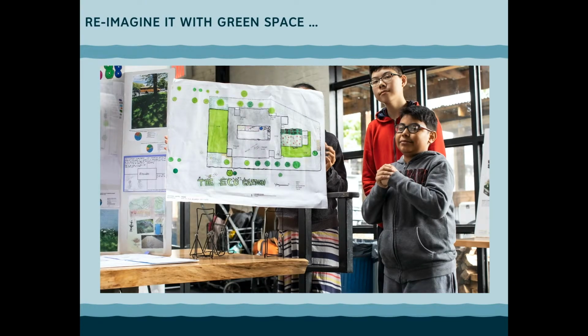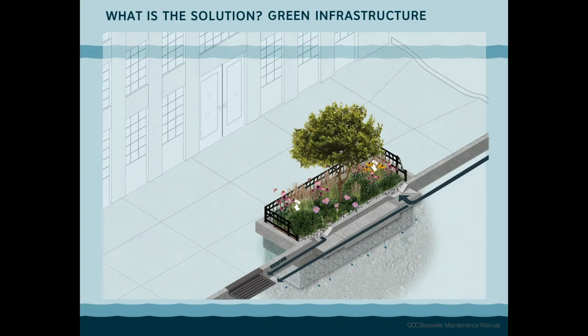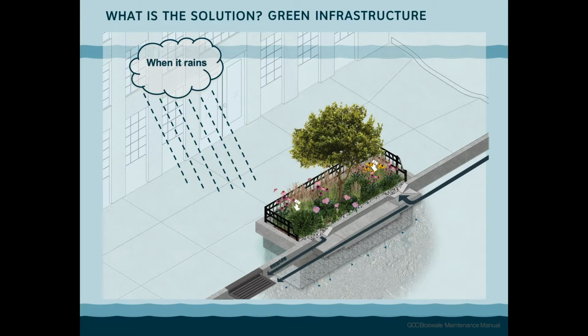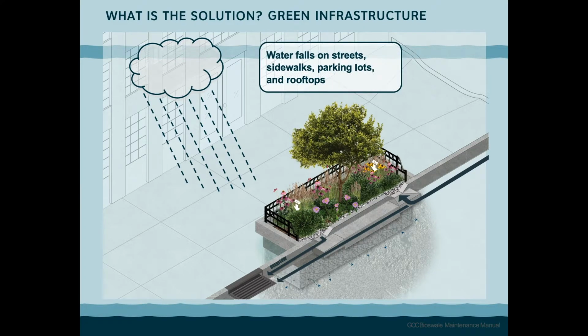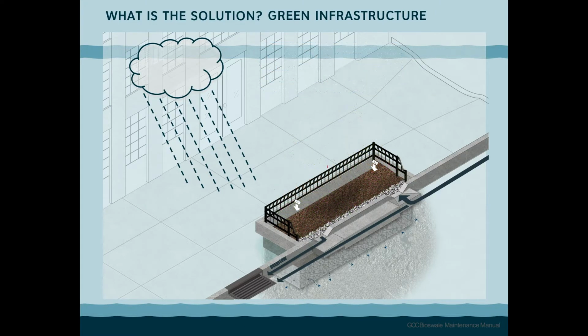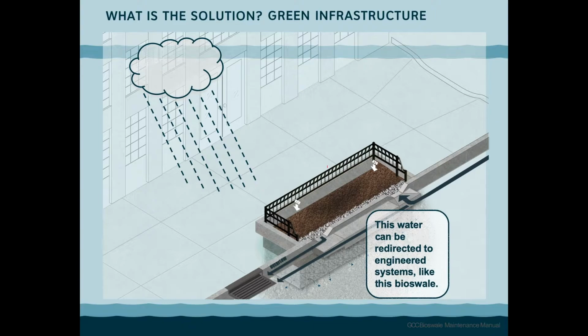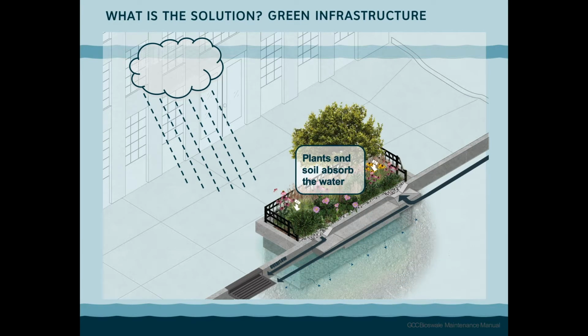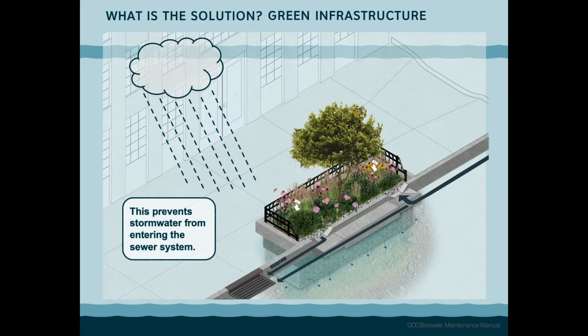In this design challenge, we're going to ask you to reimagine your school campus with green space, but not just any green space. You're going to be designing green infrastructure. Let's see how it works. When it rains, water falls on streets, sidewalks, parking lots, and rooftops. This water can then be redirected into engineered systems like this bioswale, where plants and soil absorb the water. This prevents water from going into the sewer system and causing CSO. Get it? Green infrastructure stops or slows down stormwater before it goes into the sewers.